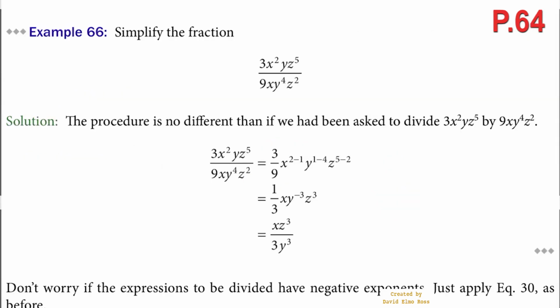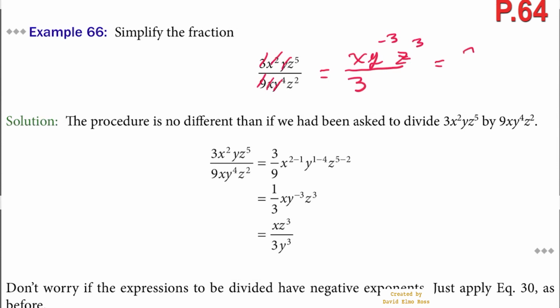Let's take a look at this expression and see how we can expand it out. First of all, we have 3 divided by 9, so that's going to be something over 3. We have x squared over x, which is x to the 2 minus 1, which is just x. We have y over y to the 4th, which is going to be y to the minus 3. And we have z to the 5th over z to the 2, which is z to the 3. Put this in a proper form, we can just say xz cubed over 3y cubed. And that's what we have here as our final answer.